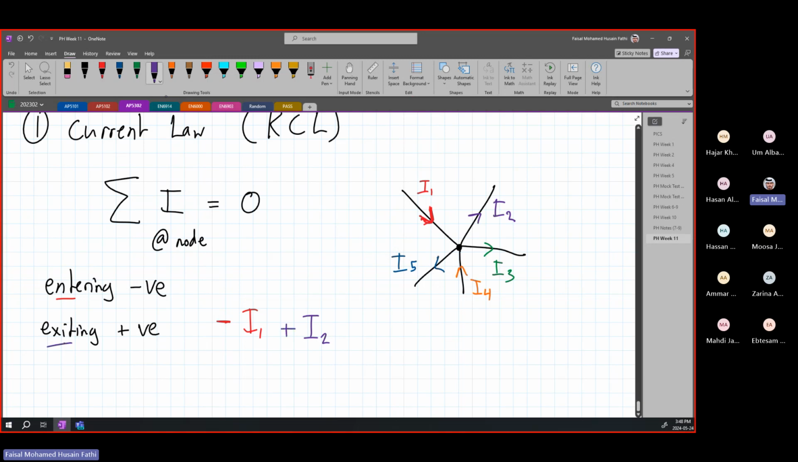So it's plus I2. Let's look at I3. I3 is also exiting, it is leaving the node. All right. So when I'm saying entering and exiting, I mean entering and exiting this point over here. Okay. This junction where they are all connected. So I3 is going outside of it, so it's exiting, so it is a positive value. I4 is going in, so it is a negative value.